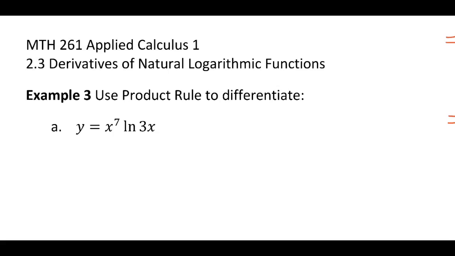In example 3, we are using the product rule to differentiate. So we have the product of x to the 7th power times natural log of 3x. So we will use the product rule and do first times the derivative of the second plus second times the derivative of the first.